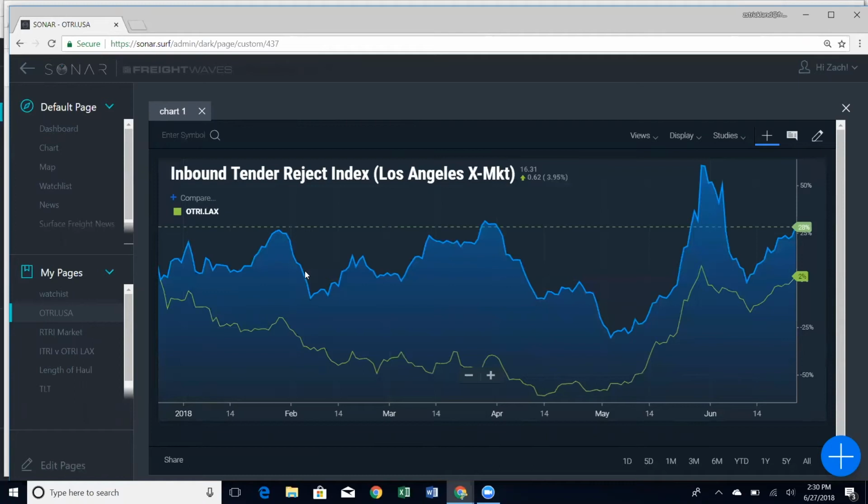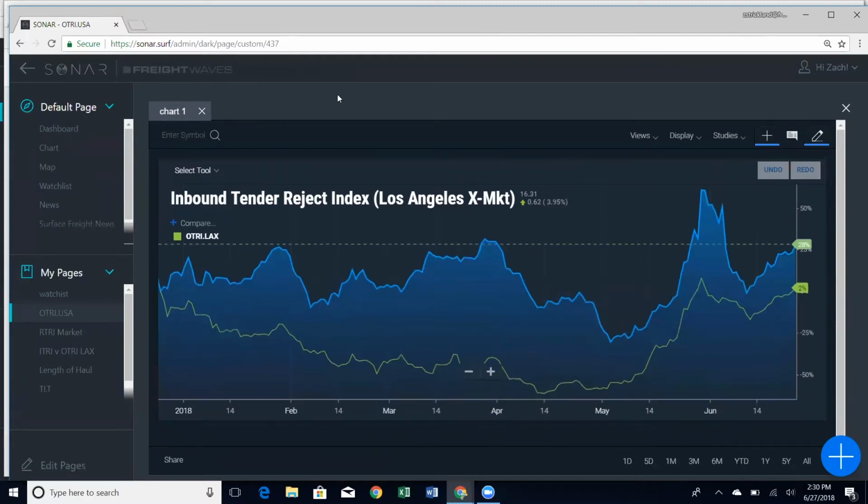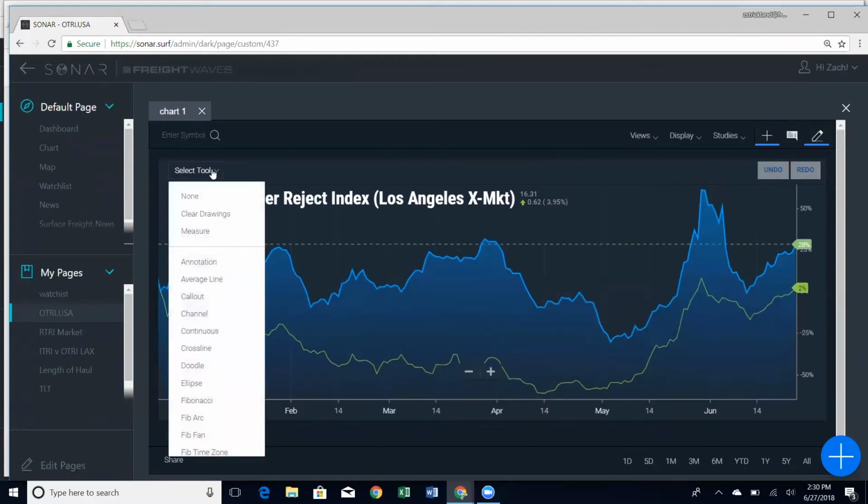And then you'll have the outbound sitting on top of it at 18%. And you'll be able to see those exact differences. And there actually are some tools up here that will help you measure that, and don't get intimidated by some of these tools.